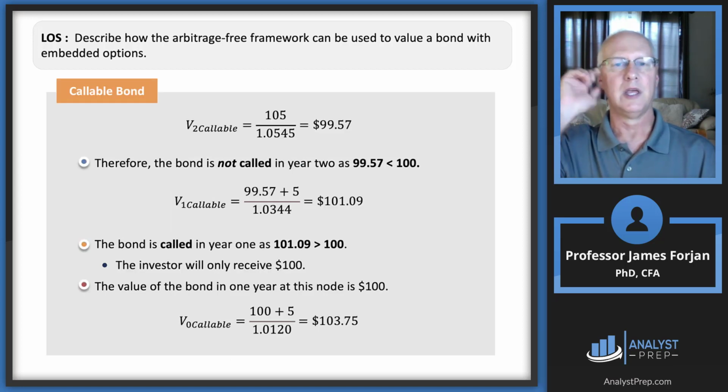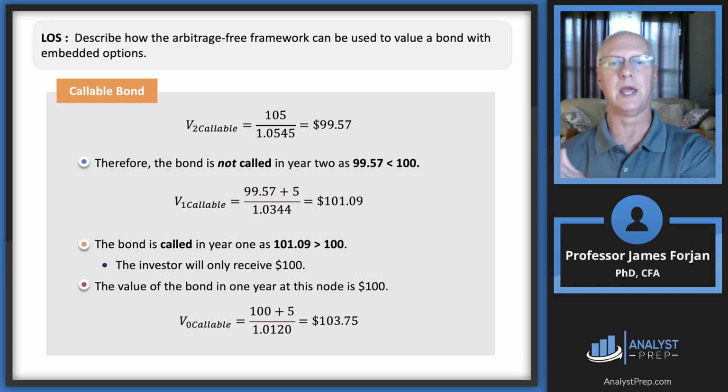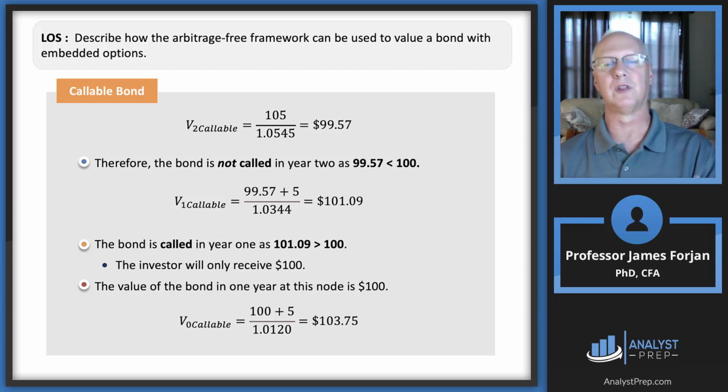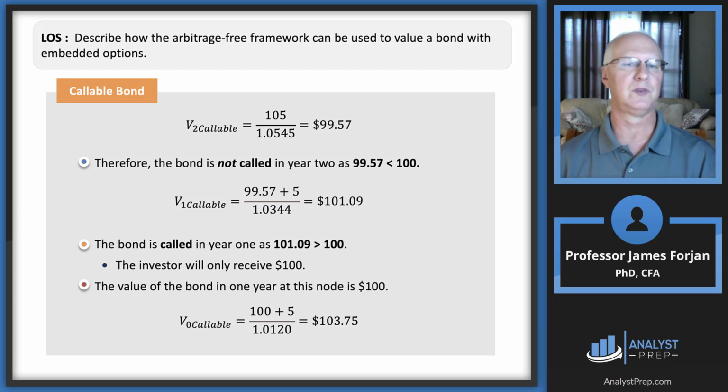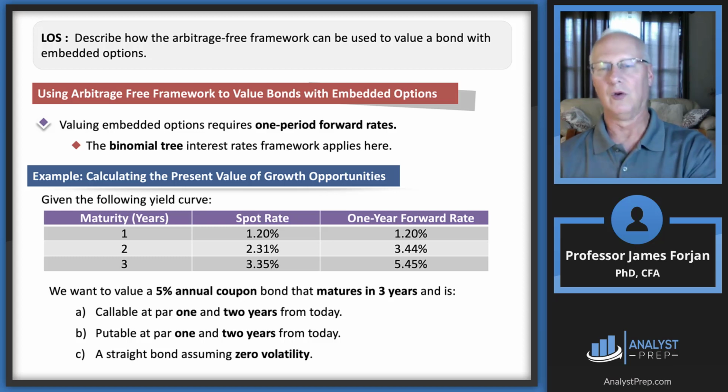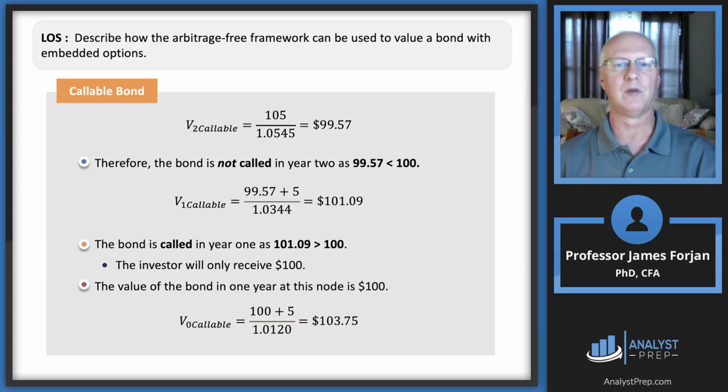So there in the numerator is that 105 final cash flow in year 3. So what we're trying to do is value it in year 2. So there's the V sub 2 callable in time period 2. So we just discount it at that future 1-year forward rate, 5.45, and we get 99.57.